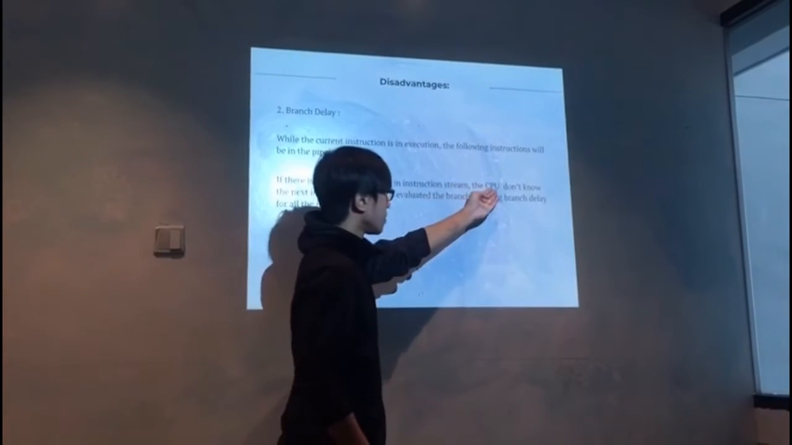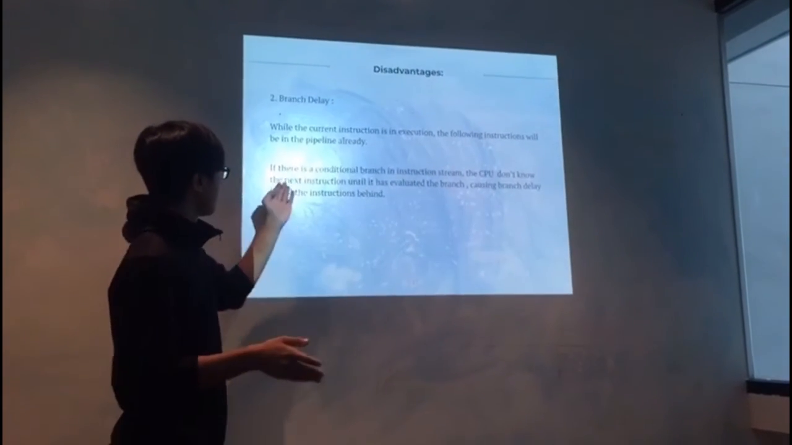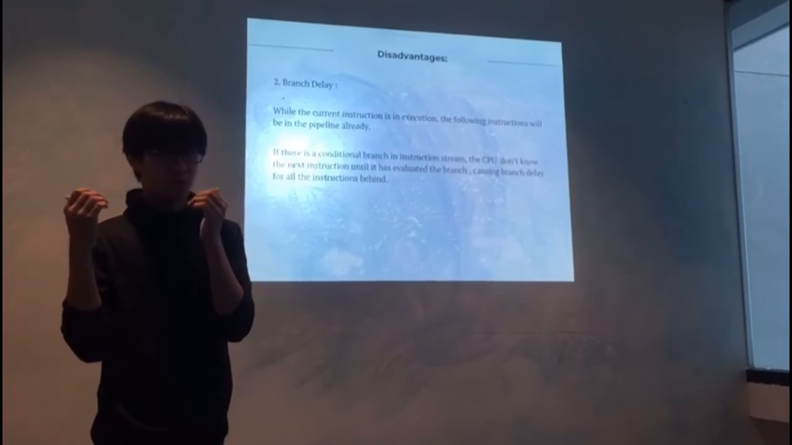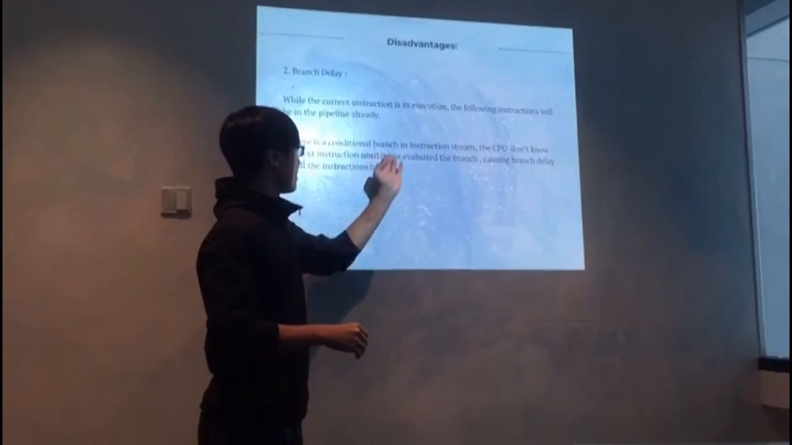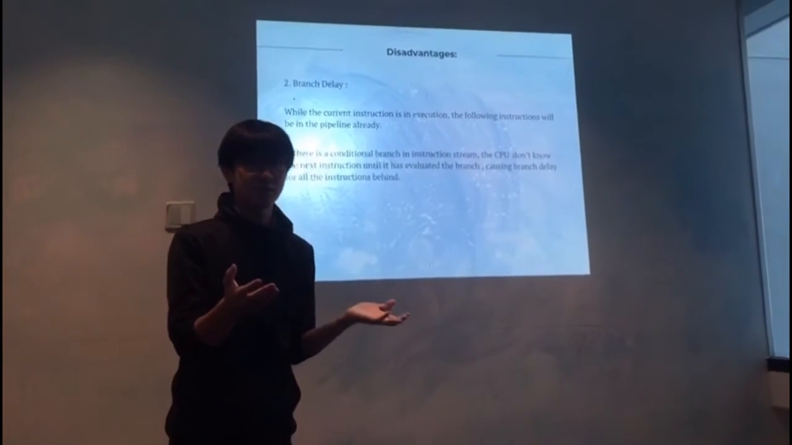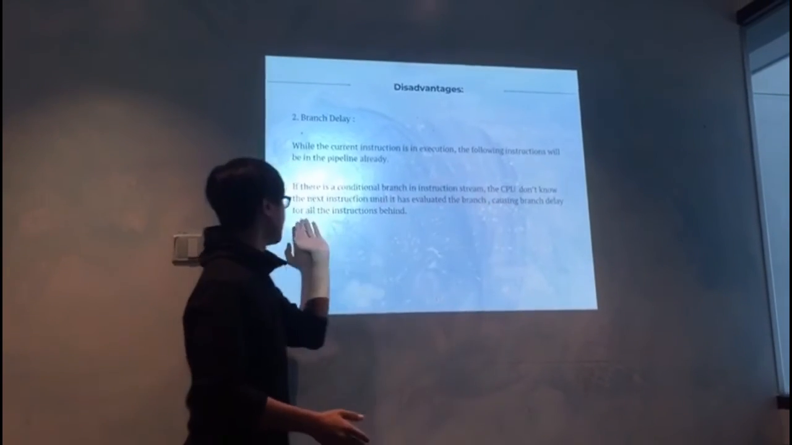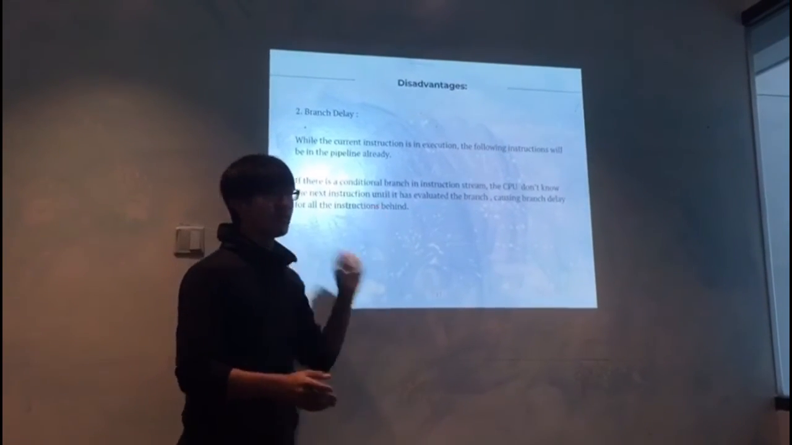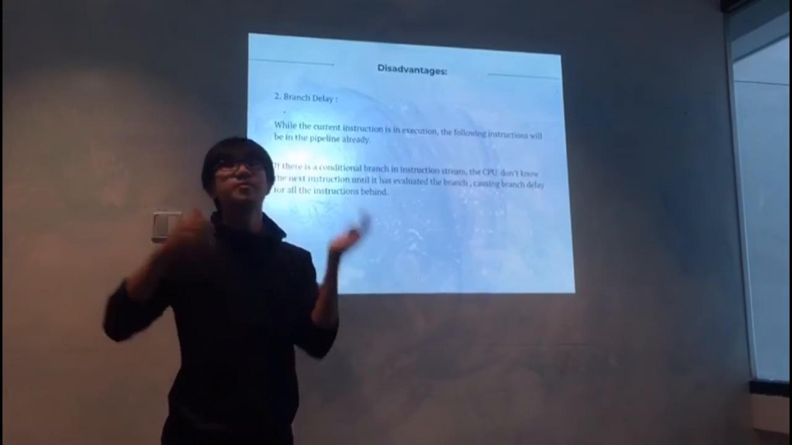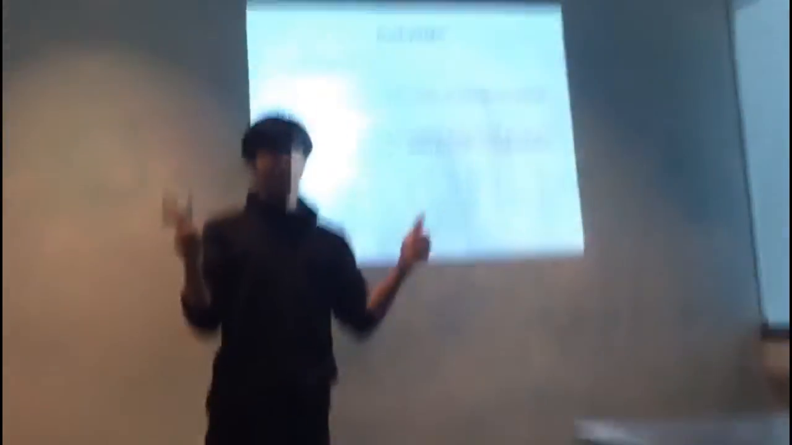The CPU, which is the vendor, does not know the next instruction, which will be the next customer in line after you, until it has evaluated the branch, which means the vendor wants to confirm your order. Hence, this will cause a branch delay for all the instructions behind, which means it will cause a delay of ordering food for the rest of the people behind you. Is that understood and clear for you guys?